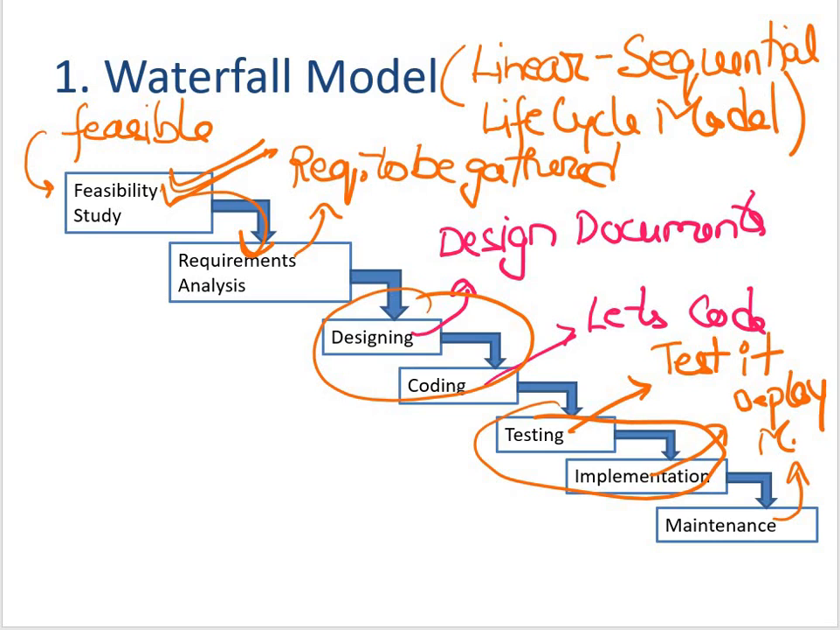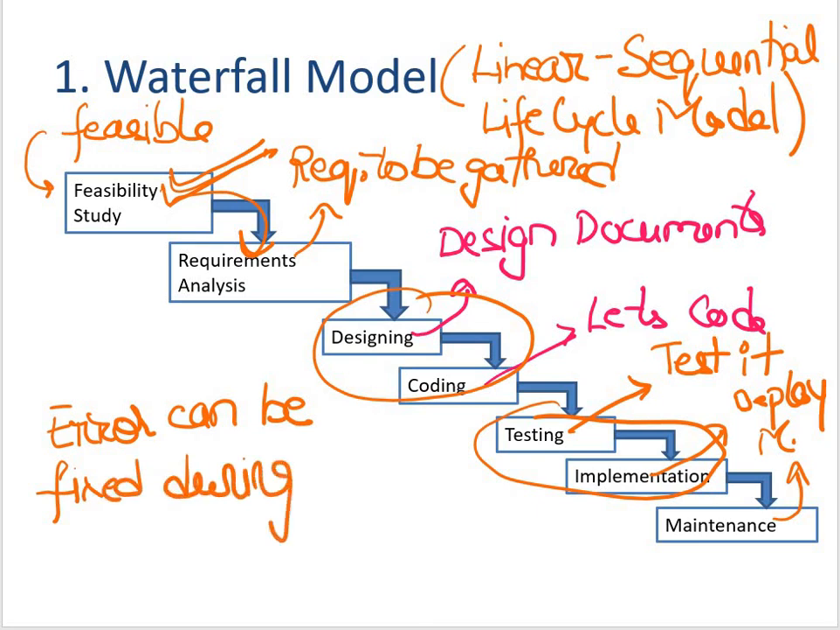So it's like errors can be fixed during one phase only, because let's say after testing I have found that there are some errors, so I cannot move back to the previous phase, and that's a major drawback.